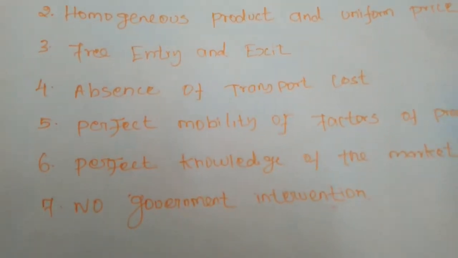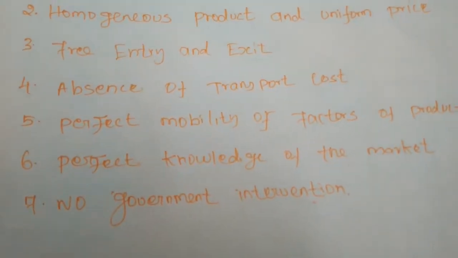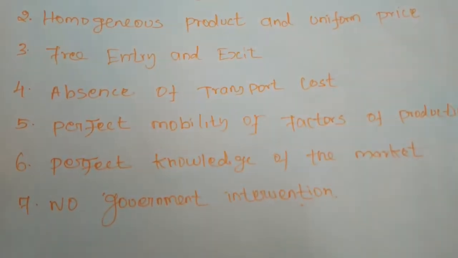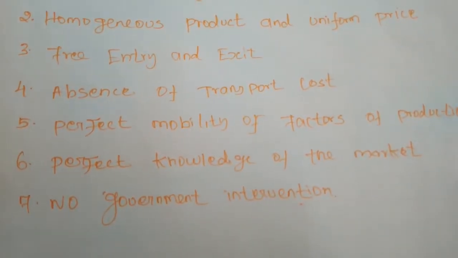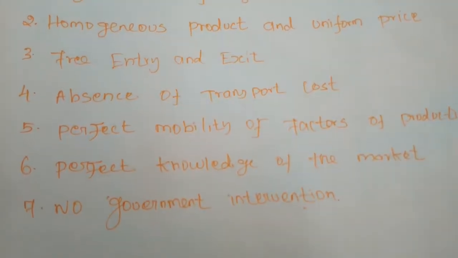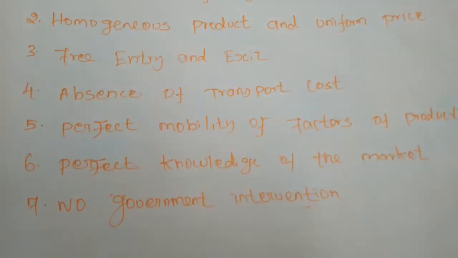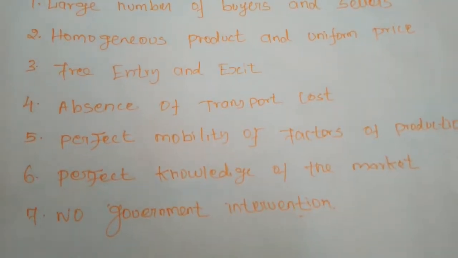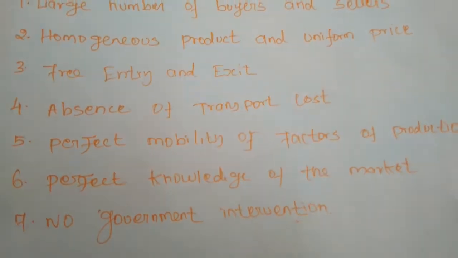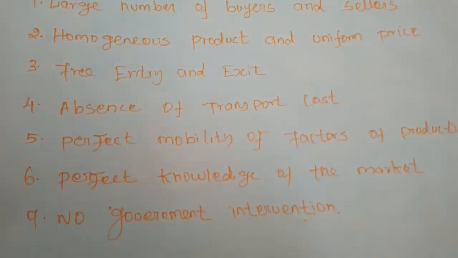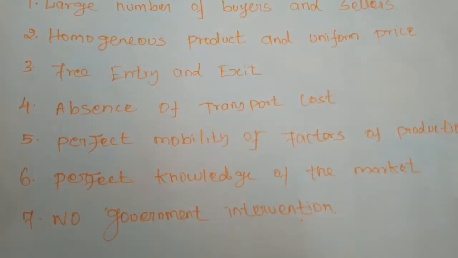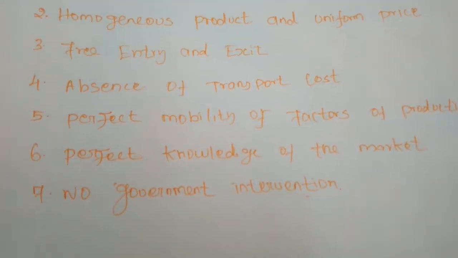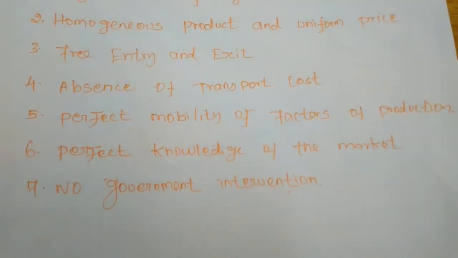if there is no profit. Next, absence of transport cost. So there is no need to incur transport cost, because in perfect competition we have no need to move from one place to another because of the uniform price. Even if you want to purchase any commodity from any of the sellers, they will give the homogeneous product and the uniform price. So because of these two reasons, the absence of transport cost will prevail.